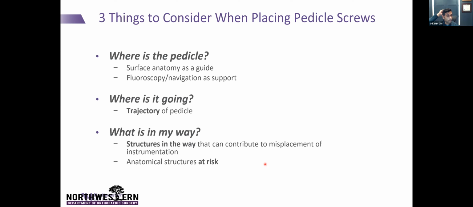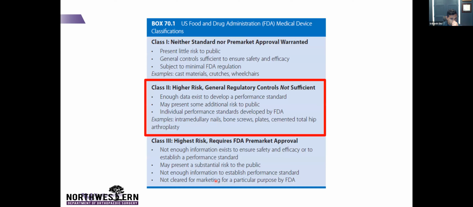You need to know where the pedicle is going, so you need to know where it starts on the dorsal surface and know where it's going. This is different in each person. That's why you need to carefully look at preoperative imaging. And then you also need to see if there are any structures in the way, and if there are any anatomical structures at risk, like blood vessels or nerve roots.